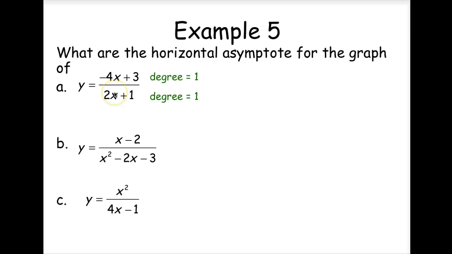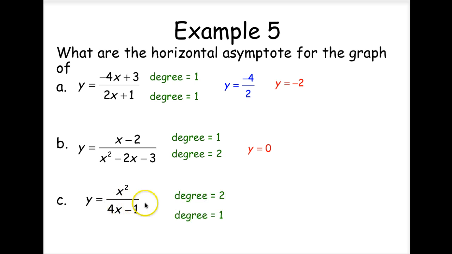Here we both have a degree of 1 in the numerator and the denominator. So the horizontal asymptote is at the ratio of the coefficients of the leading term, negative 4 over 2, or where y is equal to negative 2. Numerator is a degree of 1, denominator is a degree of 2. Since the degree of the numerator is less than the degree of the denominator, there's a horizontal asymptote at y equals 0. The degree of the numerator is 2, the degree of the denominator is 1, so there is no horizontal asymptote since the degree of the numerator is greater than the degree of the denominator.